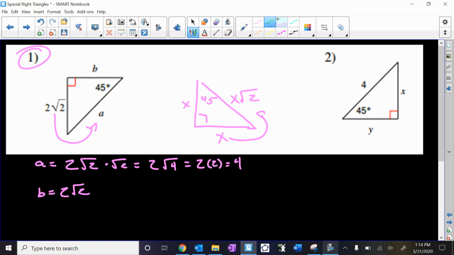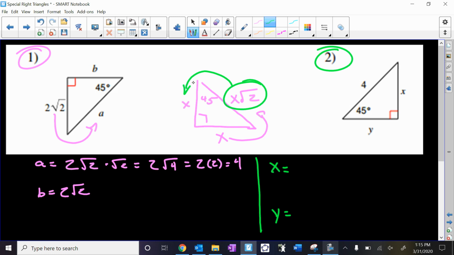Number 2, excuse me, I want to find both x and y. Hopefully you see that it's pretty similar to number 1. It's actually the same exact triangle, but just so that you can see the pattern of how this works. This time I give you 4, which is the hypotenuse. I'm asking you to go to the leg. So I'm going to take 4. You can go for x or y, it doesn't matter.